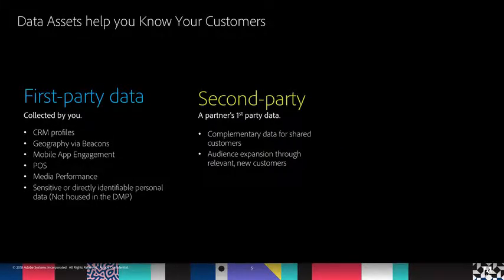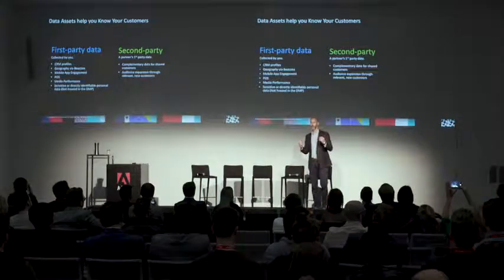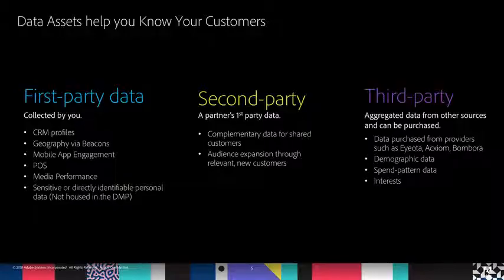Then there's also second-party data, which we think of as our partners' first-party data. So maybe this is complementary data. You and a partner have some shared customers, and you have a relationship where you're sharing different data points back and forth to help complement each of your individual views of those customers. Or maybe it's about audience expansion, where they have a different set of customers, and you want to grow your reach by messaging those other customers that could also be meaningful to you.